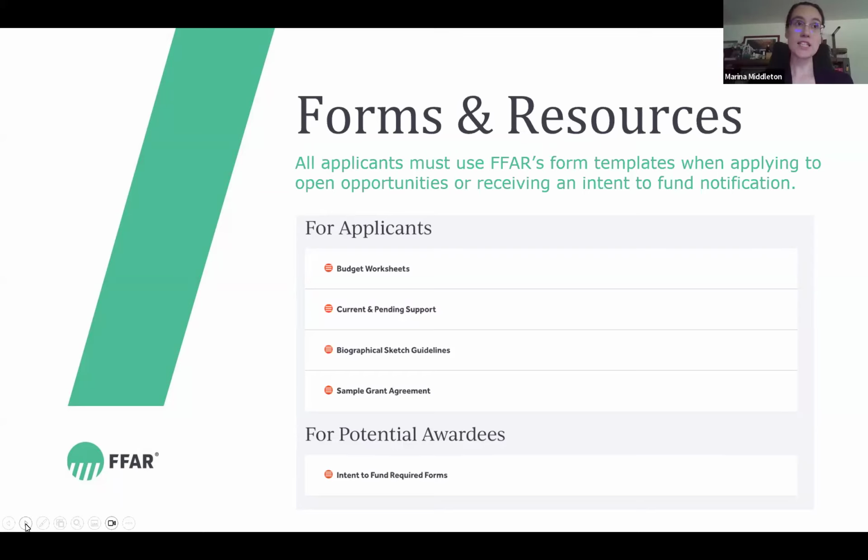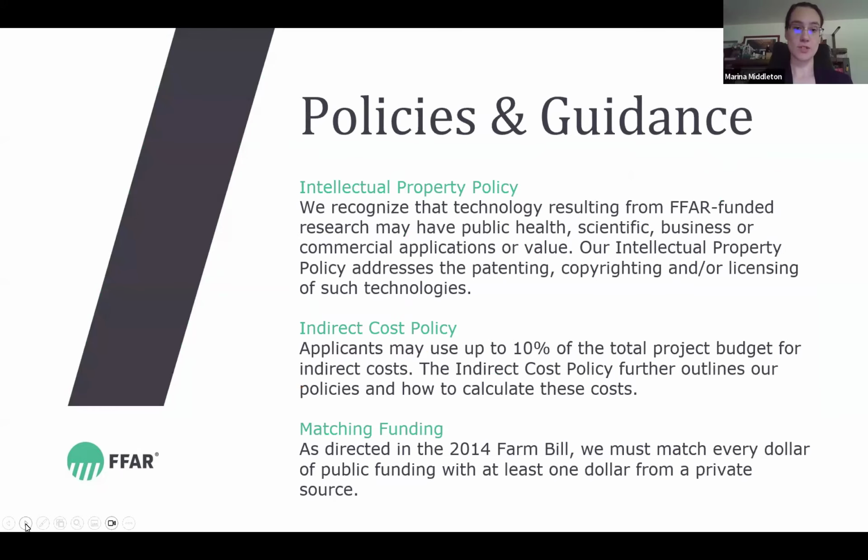The definitions on the matching guidelines document, which is one of our, there we go, matching funding. We do require one-to-one matching funding from non-federal sources. The definitions in the matching funds guidelines are definitely the best place to go for your first high-level questions.